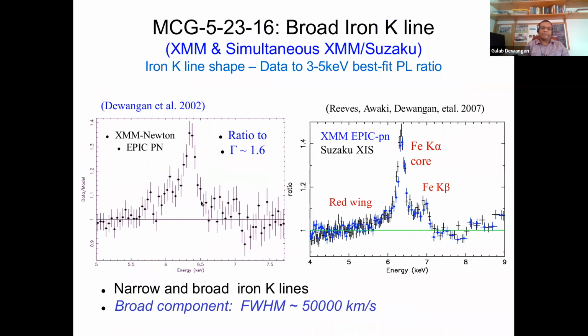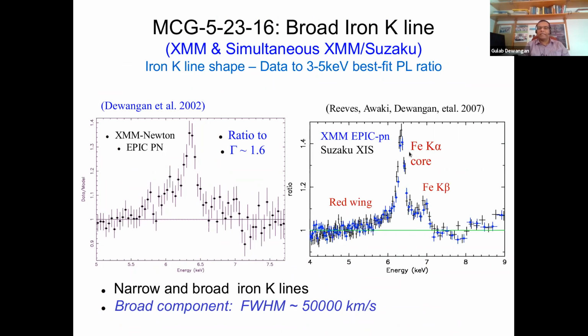So these are real observations. This is an observation of one AGN called MCG-5-23-16 by the European mission XMM-Newton. And here you see this line profile. This is again the observation of the same object, but at a different time and with a much longer exposure time.